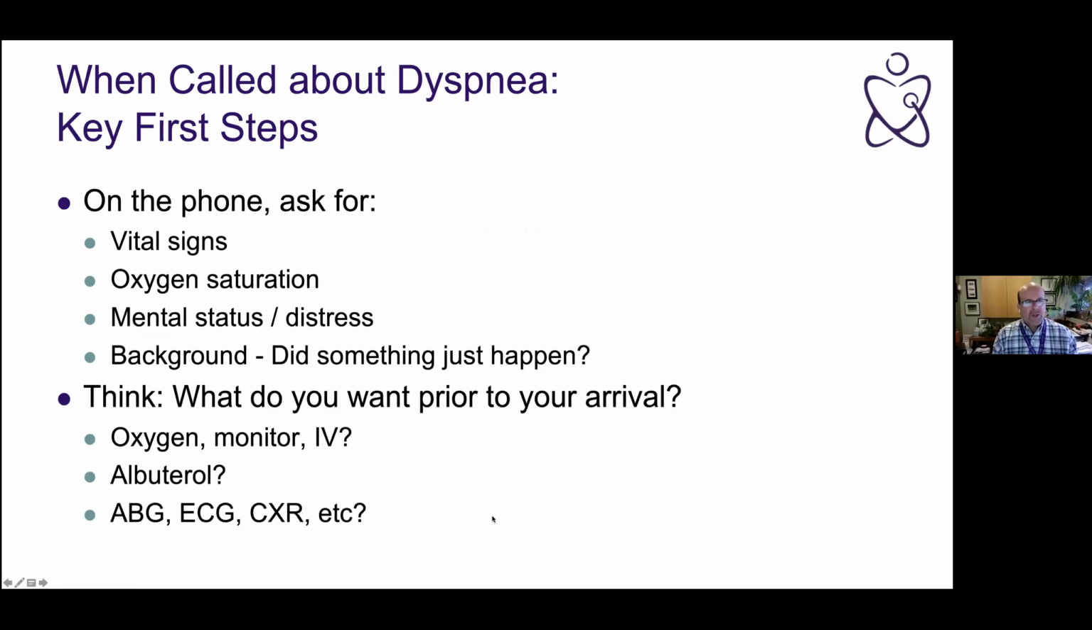So, but as you've been called, as you're on the phone, you want to start asking for some additional data before you even get there. Ask for vital signs, not just shortness of breath. Are there abnormal vital signs? What's the oxygen saturation? Mental status and sort of physical distress, I find incredibly helpful for me to rapidly triage a patient with dyspnea.